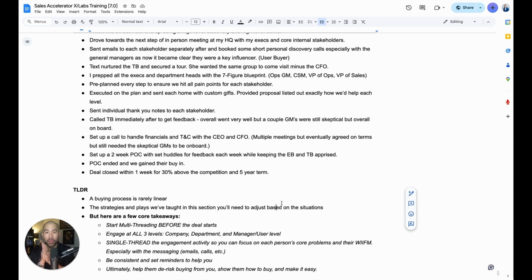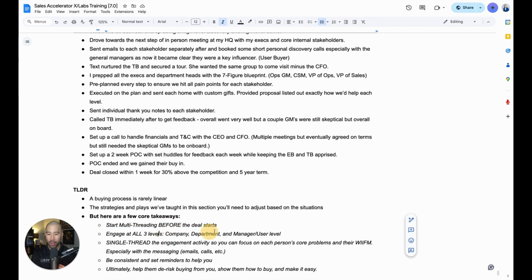But there are some common themes and core takeaways that I want you to take away from all these sections we've covered so far. Which is, you want to start multi-threading before the deal starts. That is absolutely vital. The earlier you can start, the better it can be. It increases your chance of being able to expand. Otherwise, your sales cycle will elongate, and you also risk it just getting stalled out, and you just wasted a bunch of time with people who are not really ready to make a move.